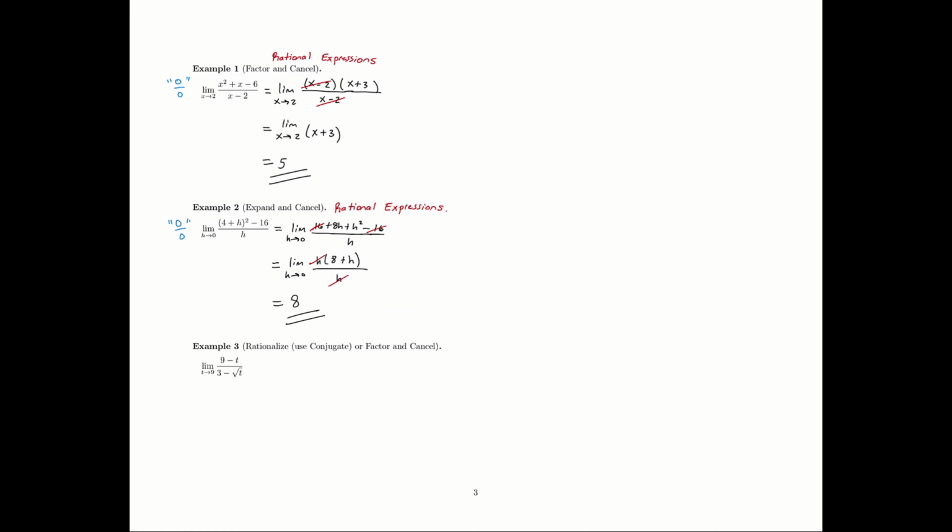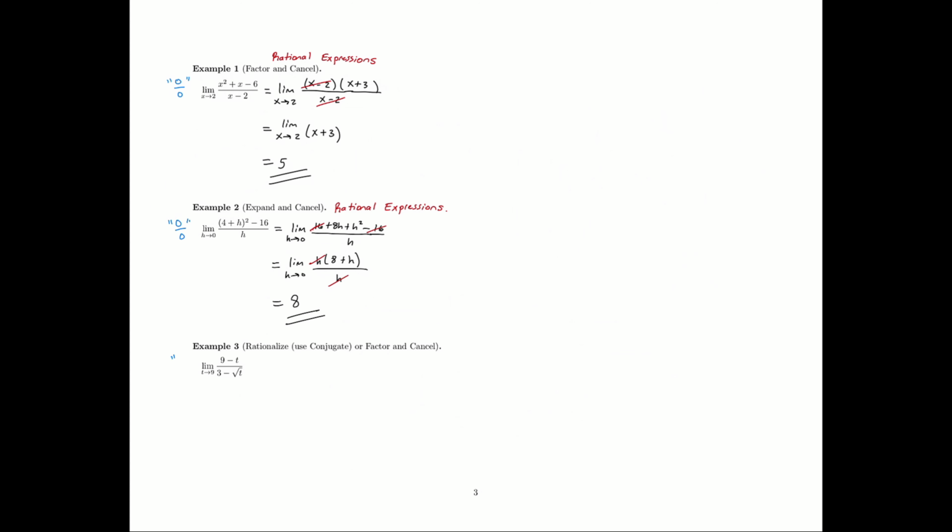All right, example 3. Here we have a square root making an appearance. So this is no longer a rational expression because we have something that's irrational, the square root function. So the technique here, well, first let's not get too far ahead of ourselves.